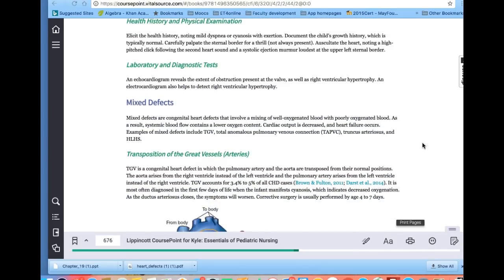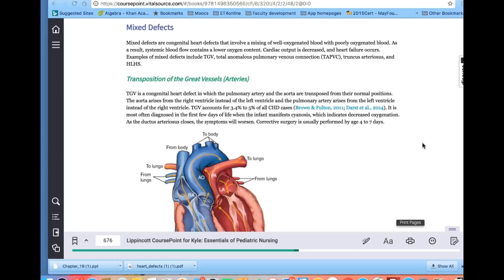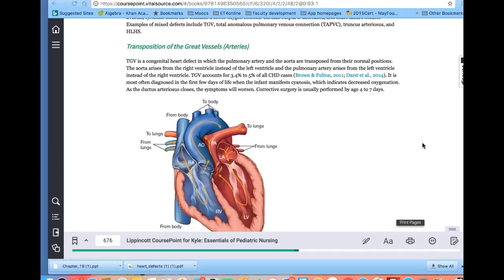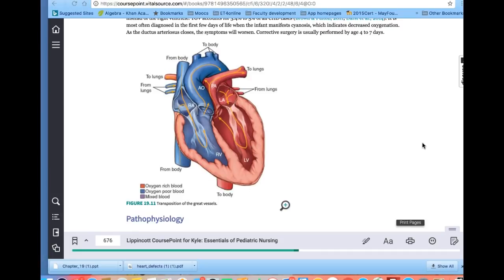All right, mixed defects. Transposition. Okay, transposition is just what it sounds like. The positions of the aorta and the pulmonary artery are reversed. The aorta comes off the right ventricle and the pulmonary artery comes off the left ventricle. So that's a big problem. This is another one where you want that patent ductus, or you want that ductus to stay open. As the ductus closes, then the symptoms get worse. So these guys may get a dose of the prostaglandin, and then they have to go in and fix that pretty darn quick. So surgery is done by 4 to 7 days.